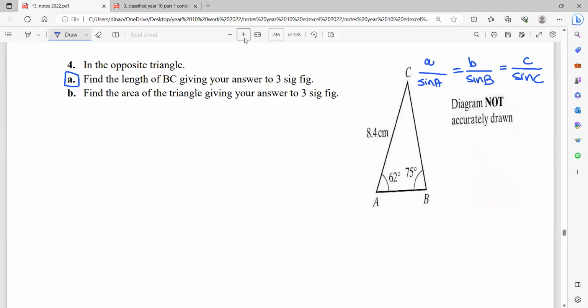Now, whenever you look at a triangle, because it gets confusing, what do I use? Do I use the sine rule? Later on, you ask yourself, do I use the cosine rule? It gets confusing.